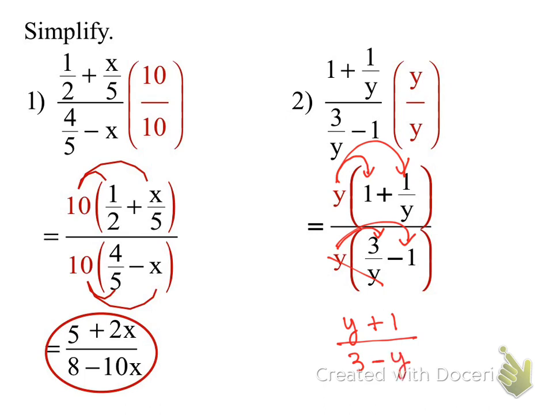Questions? Minus 1. Y times negative 1 is negative y. There's no denominator to cross-cancel the y. Okay?